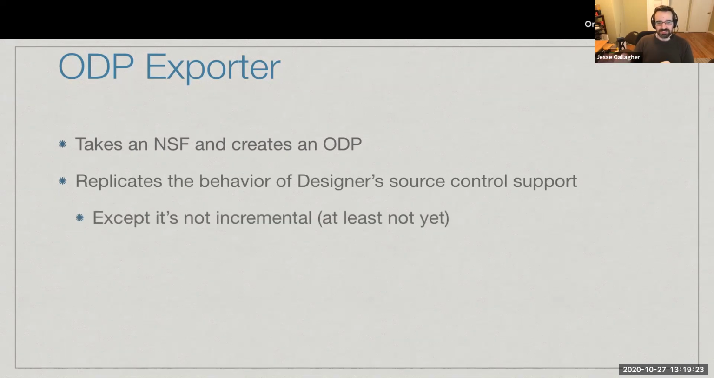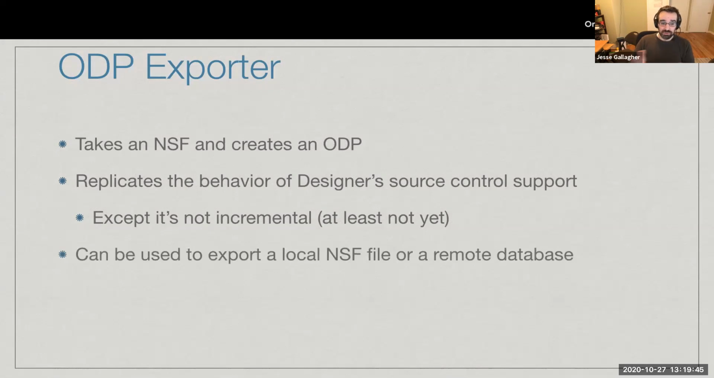So for example, in Designer, if you have an NSF associated with an on-disk project and you change a form, it will automatically just sync that one form and that will show up. Here, you'd rerun the entire export and it would overwrite it. You would end up seeing just that form change, but it's not an automatic thing sitting there in the same way. I am considering that, but it's not there yet. This can be used to export a local NSF file or a remote database.